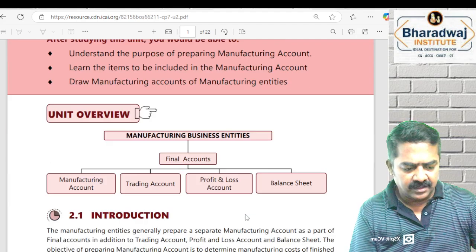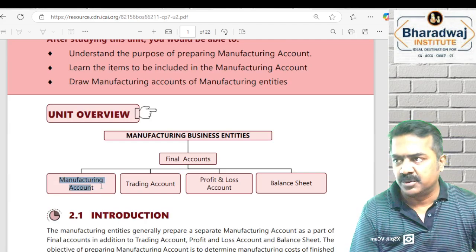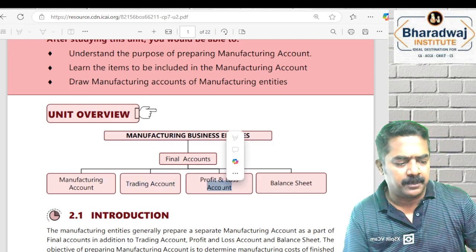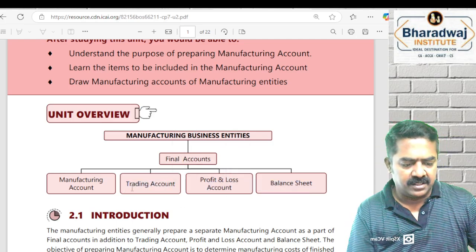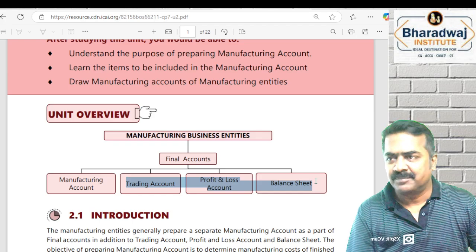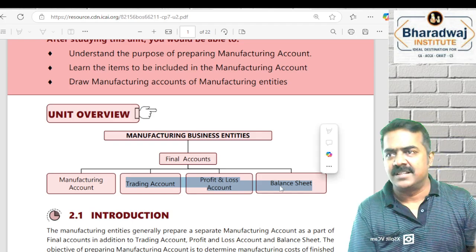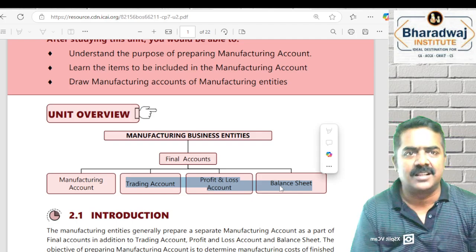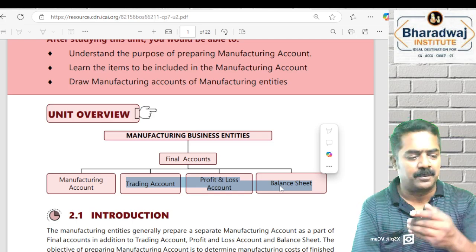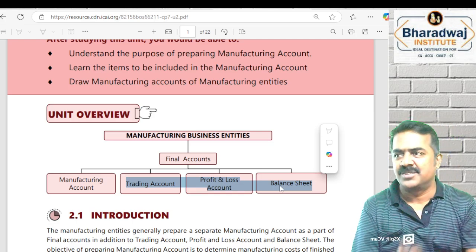Manufacturing entities prepare a manufacturing account to know the cost of production. Then they prepare the trading account, then the P&L account and which one? Balance sheet. Non-manufacturing entities prepare only the trading P&L account and a balance sheet because we don't manufacture. We just trade. Opening stock, purchases, sales, closing stock, we record, we get the gross profit. Then we charge indirect expenses, we get net profit. Then we prepare the balance sheet, same as the final accounts of a sole trader in your +1 and +2.